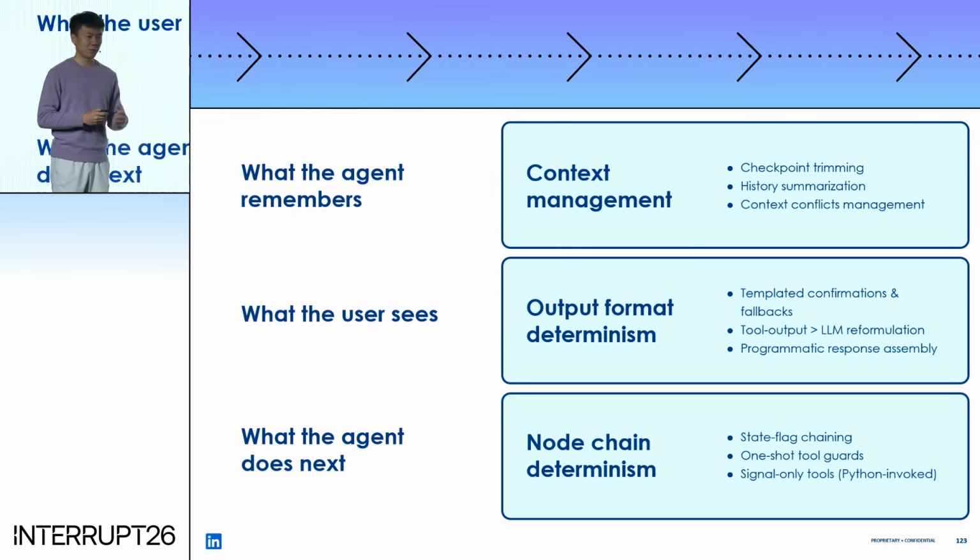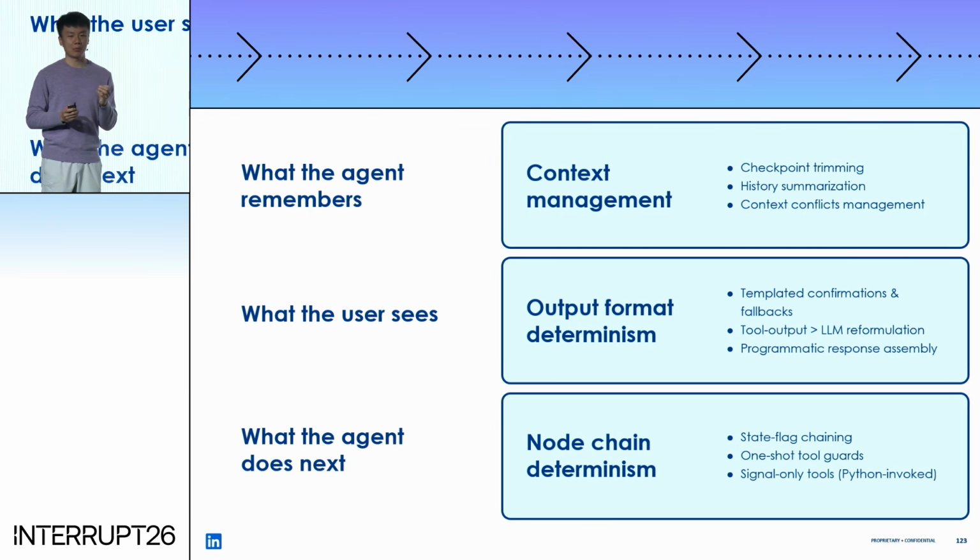So there are a couple of efforts. First, context management, as we have been talking about all the time: checkpoint trimming, history summarization, as well as context conflicts management. While different context providers have conflicts, we need to handle that. This tells the agent what needs to be remembered. Second, output format determinism. Sometimes we want the agent to output something consistently across different runs. So we have template confirmation and fallbacks to output rather than LLM reformulation, programmatic response assembly, those tricks to help the agent know what the user sees.